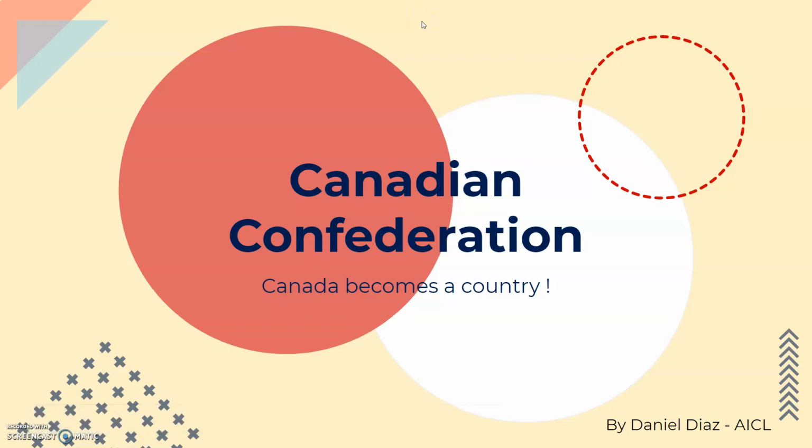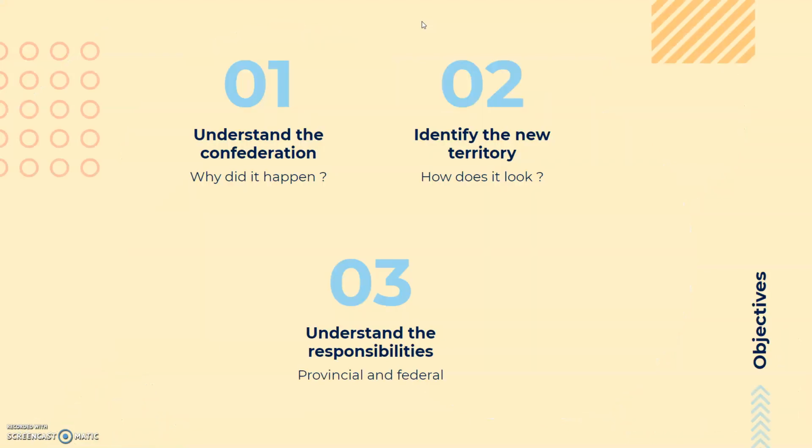Okay, grade 5, let's talk about Canadian Confederation. We're going to talk about when Canada became a country, right? Let's start with the objectives for today. So first we need to understand what is a confederation, so what did it happen?